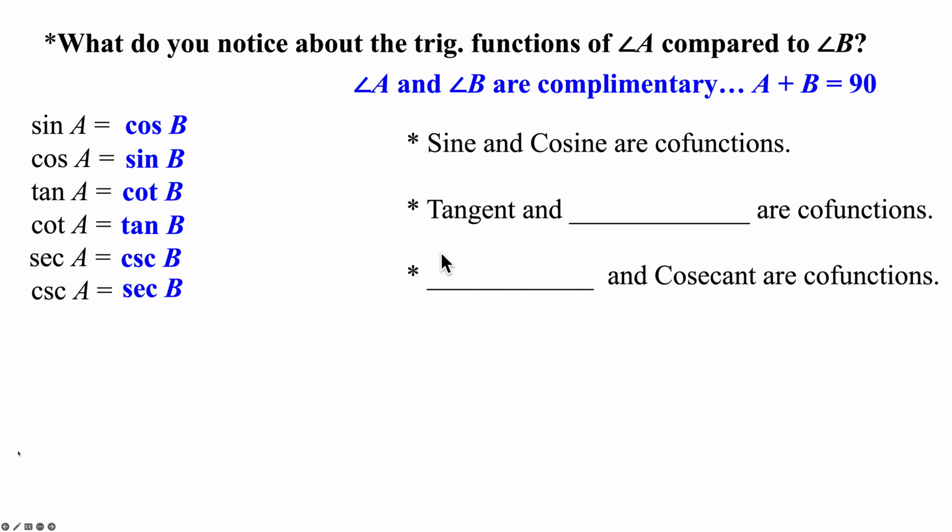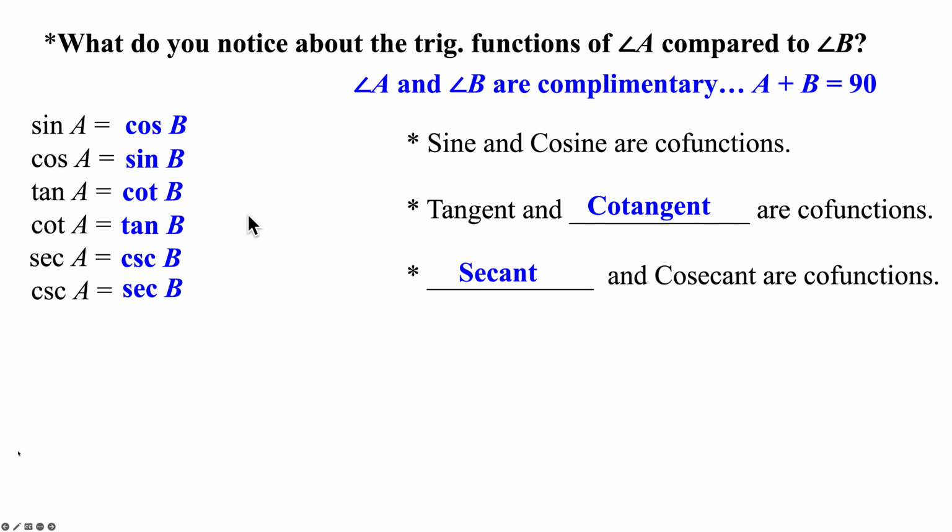These are called our cofunctions. Sine and cosine are cofunctions because of the prefix co. Tangent and cotangent, they are also cofunctions. And cosecant, take off the prefix co, and you have secant. These are cofunctions. So what we're creating is what we would say are cofunction identities.